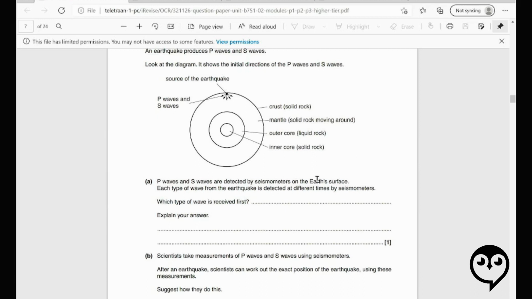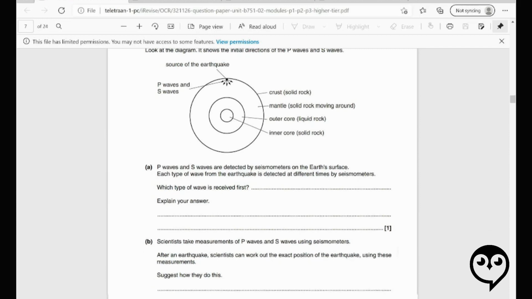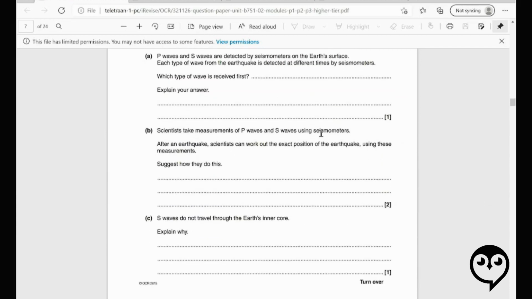P and S waves are detected. Which is detected first? The primary waves, the P waves. Explain your answer. Primary waves are faster. P waves are faster than secondary waves. We take some measurements to find the exact position of the earthquake. How do they do this? Well, if you can measure the difference in time between the S and P waves, then you can figure out how far away you are from a seismic station. If you compare their delay to another station, you can then figure out how far away that station is from the epicenter.